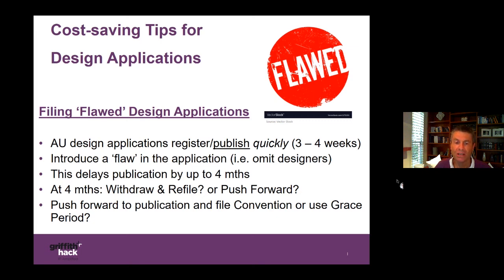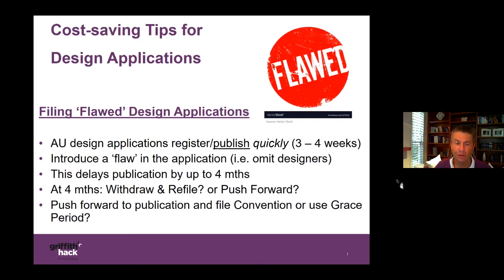The reason why this is an issue in Australia is that after you file, a design registers in around 3 to 4 weeks. So it's quite quick. And at that point it publishes. So your competitors can see the designs that you've been working on.